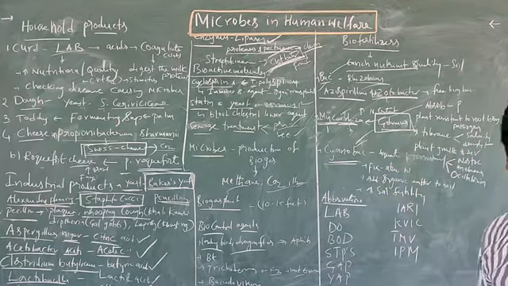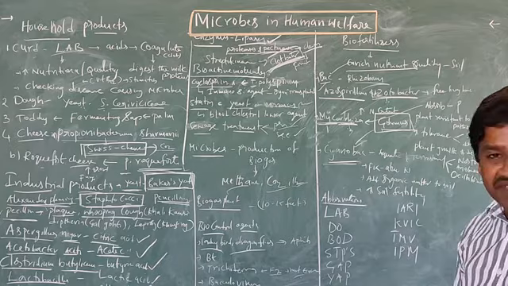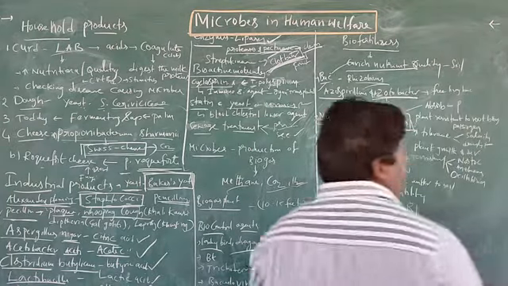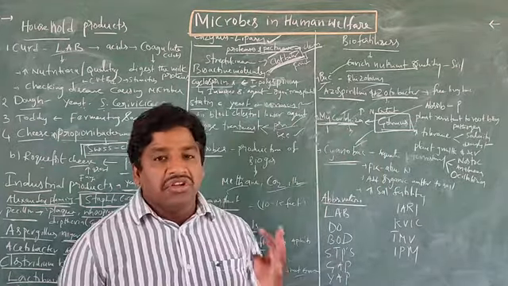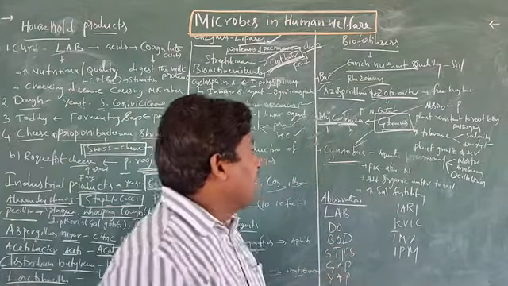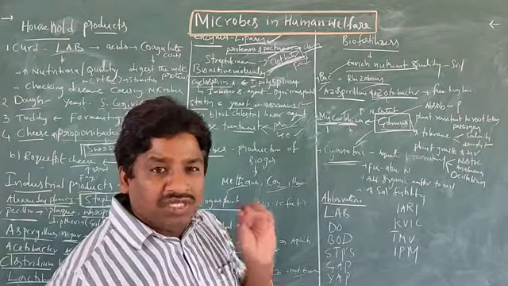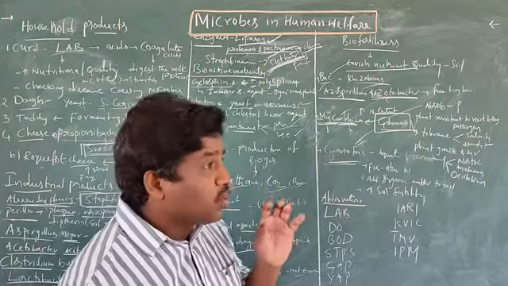Next, cyanobacteria. Cyanobacteria are present in aquatic regions and also terrestrial regions. What are the main cyanobacteria examples? Nostoc, Anabaena and Oscillatoria. Okay, next, what do these cyanobacteria do? They can fix atmospheric nitrogen.